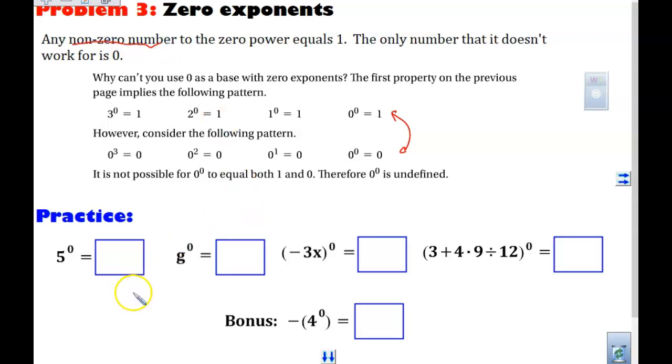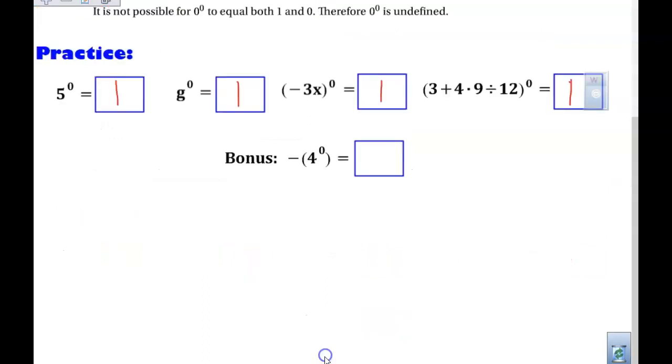So, anything to the 0 power equals what? 1. Anything to the 0 equals 1. So the first one, 5 to the 0 equals 1. G to the 0 equals 1. Negative 3x to the 0 is 1. This whole ugliness of 3 plus to the 0 power equals 1. This is the only one that's a little trickier. This is like negative 1 times 4 to the 0. So the 4 to the 0 is still going to be equal to 1. But this negative out in front means negative 1 times 1. So this is the only one that's negative.